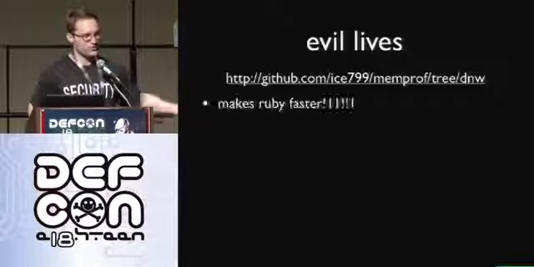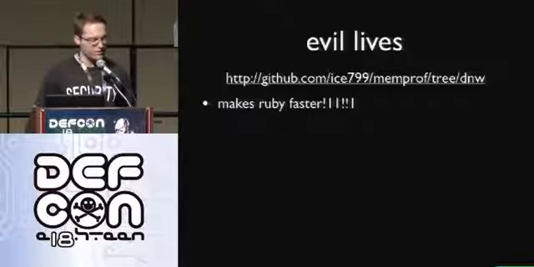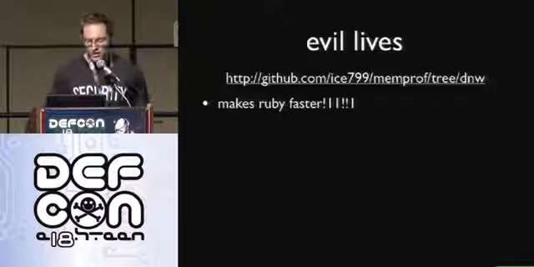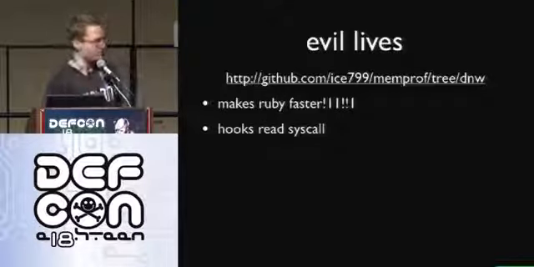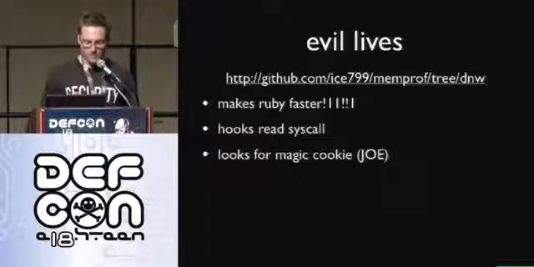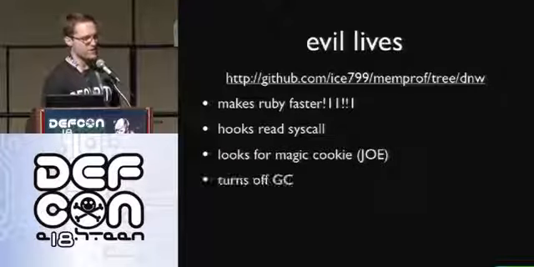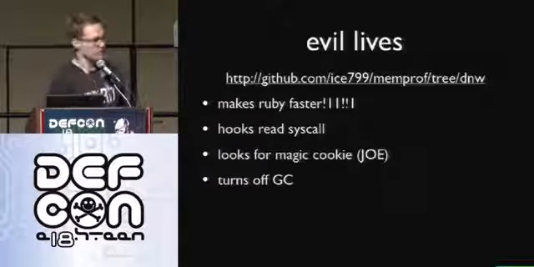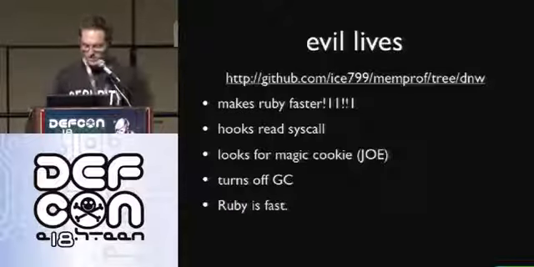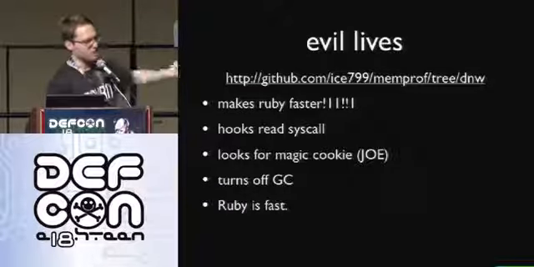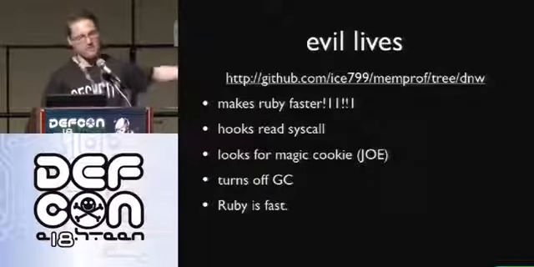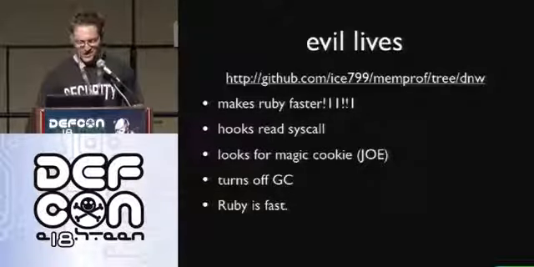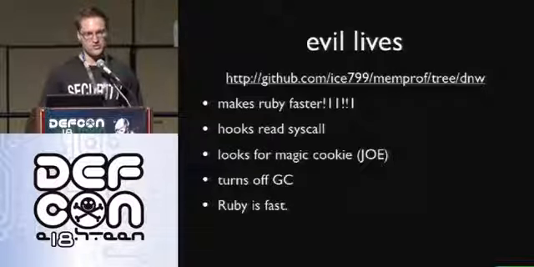And the way that I would social engineer somebody to use this is I would say, hey bro, this makes Ruby faster. And it does make Ruby faster because what it does is it hooks the read system call. It looks for a magic cookie. In this case, the magic cookie is just my name, Joe. And then it just disables the garbage collector. The result is Ruby is fast. But it is now a time bomb, right? Eventually it'll eat all the RAM on your system and your system will melt down.